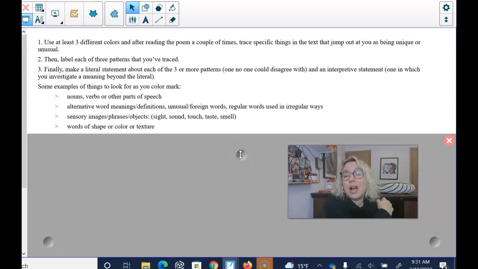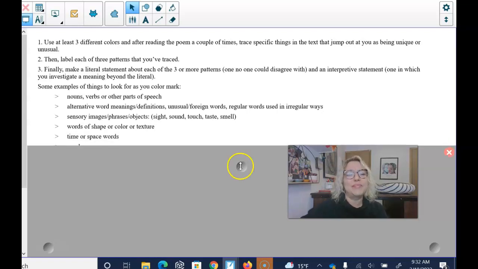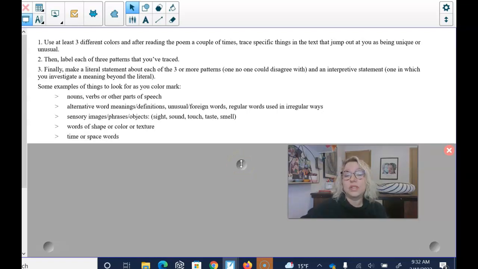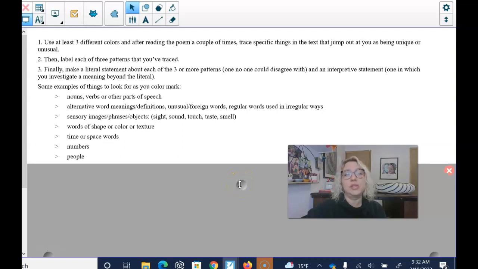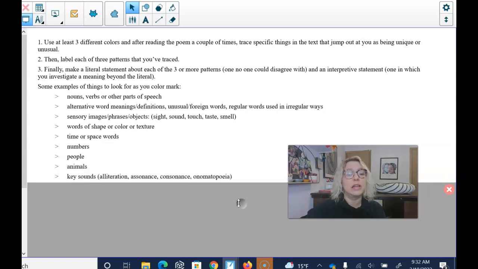Words of shape or color or texture, are those repeated? I thought maybe color would be repeated in this poem when I saw green, and then I didn't find any other colors, so I gave that one up. Time or space words. This one works really well. This worked well for us in the poem "October" by Robert Frost, and it might take you places in this poem too. I didn't end up tackling that one, but that might be interesting. Numbers. Are there a lot of numbers used in the poem? You could trace those. Specific references to people or animals.